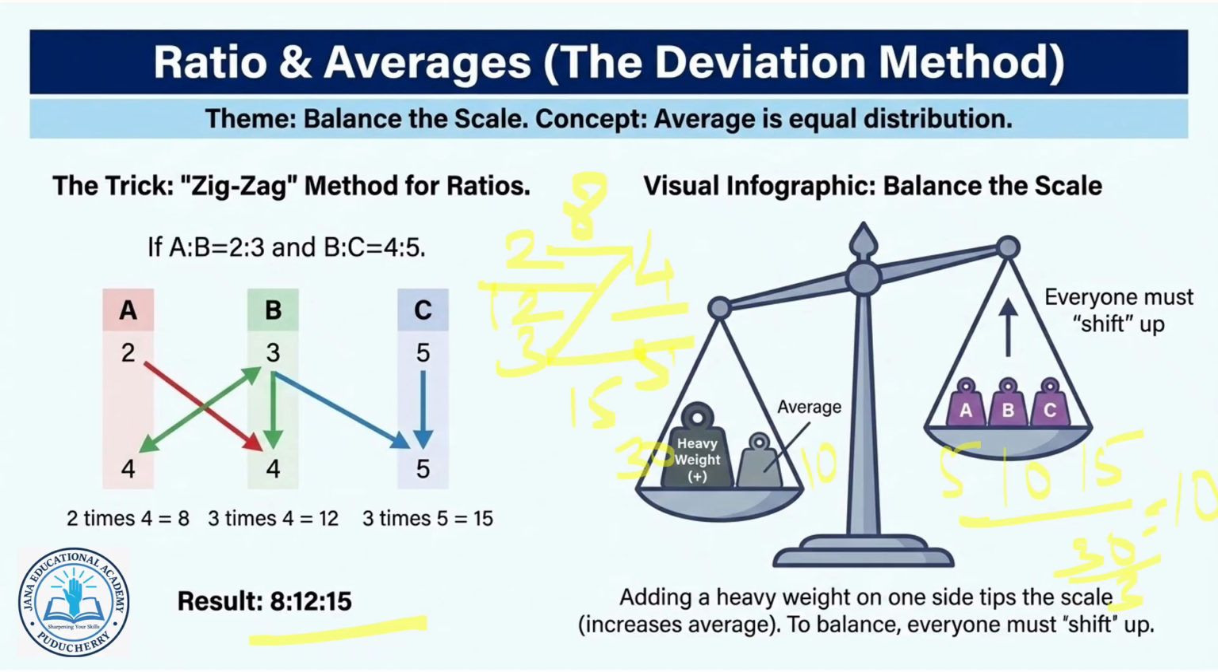When the average is increased, when the actual average is given and the average value is increasing, it means that in the next match they are going to score heavy runs. Then only will the average increase. You have to keep that in mind.